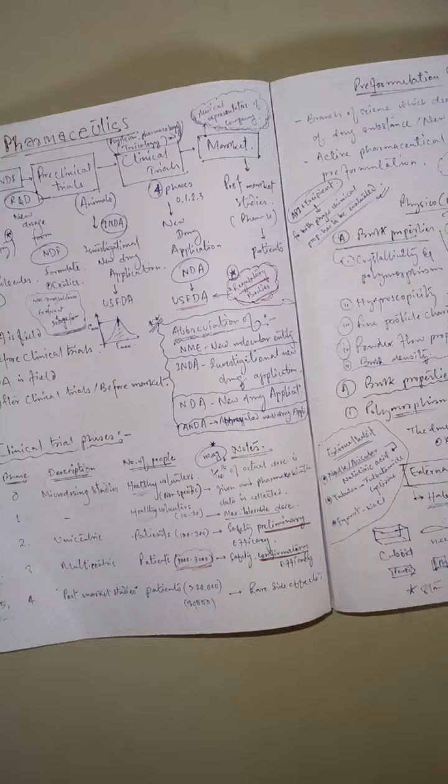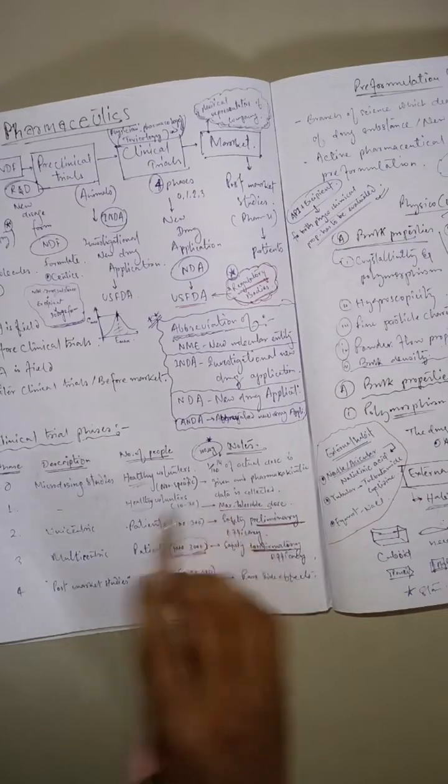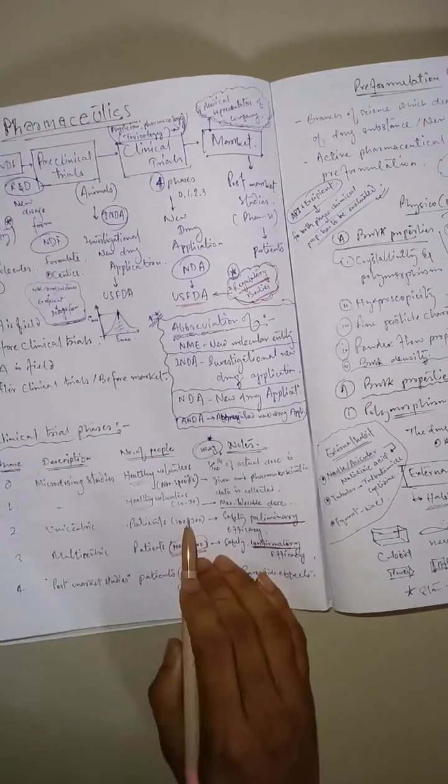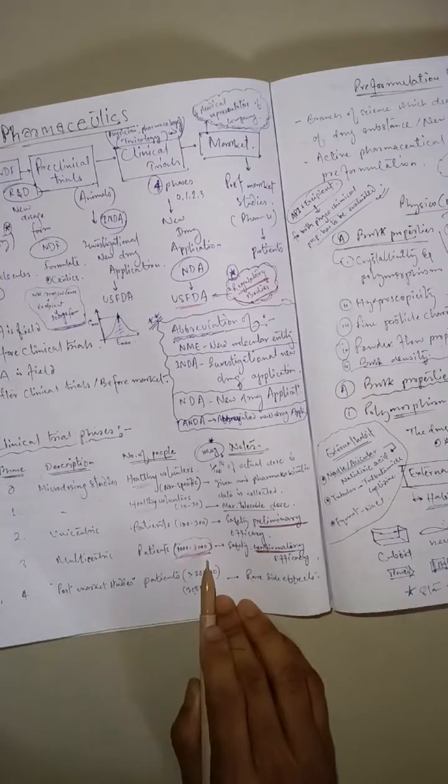So minimum means how much? First of all, microdosing is non-specific. It can be 1, 2, 3. Next, the second phase will be done on 10 to 30. The third phase will be done on 100 to 300. The fourth phase will be done on 1000 to 3000.